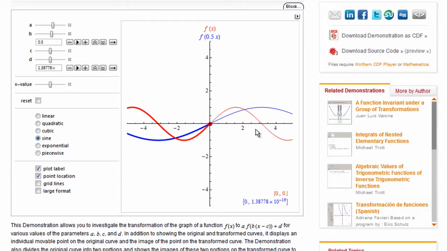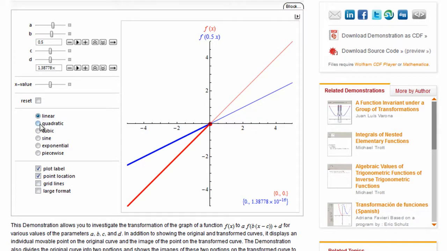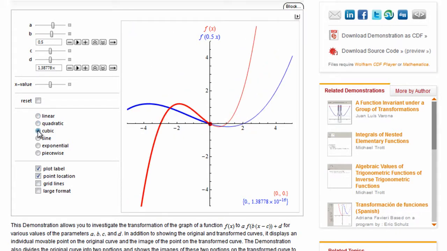So anyway, that's a good way to kind of play with this. This is under function transformations under the Wolfram Demonstrations Project. So check this out, and you can also play with linear functions, quadratic functions, cubic functions, all this stuff. It's really kind of fun.